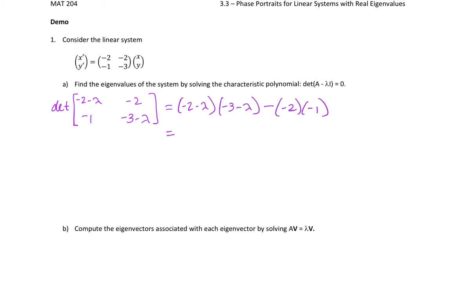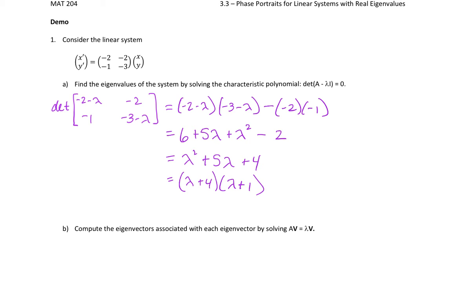Simplifying, I'm going to FOIL this out here, and I get 6 plus 2 lambda plus 3 lambda, which is plus 5 lambda, plus lambda squared, and then minus 2. Combining like terms, we have lambda squared plus 5 lambda plus 4. That factors to lambda plus 4 times lambda plus 1. We set that equal to 0, and then you can set each factor to 0, and we get lambda equals -4 and -1. Those are our two eigenvalues for the system.